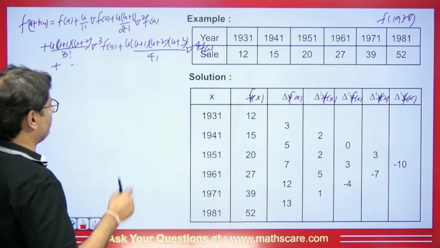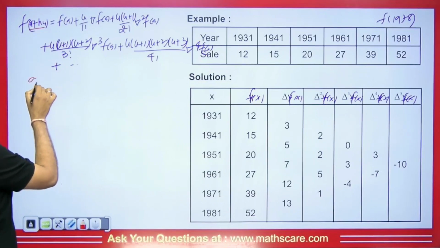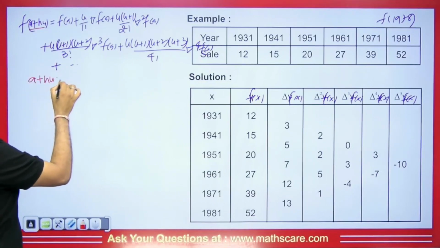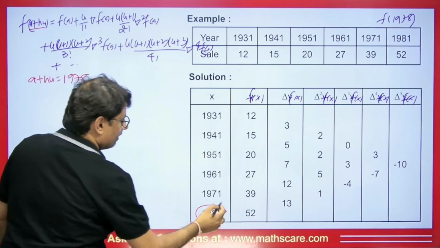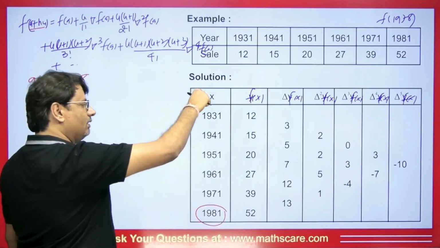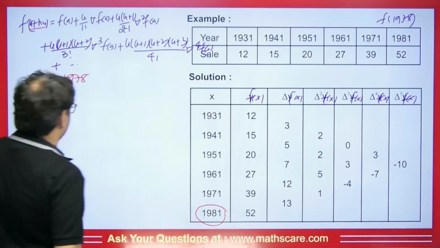Now students, here what we do is first we take out the value here of 1978. So this a plus hu, what will it be? It will be 1978. Now in this case, we will assume this a. In forward, the top one is considered, and in backward, we'll assume the one below it. Okay, we need to pay attention to this.